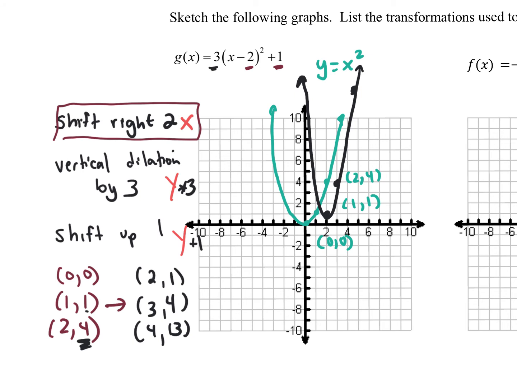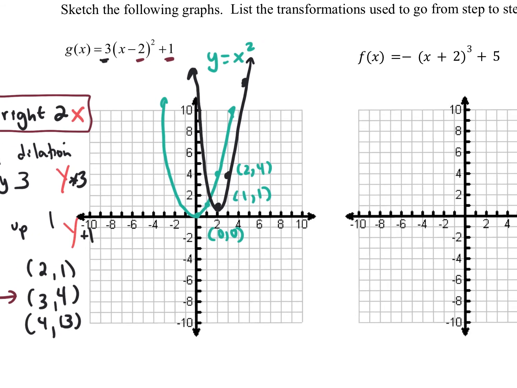And that dilation, again, is just kind of make it narrower or wider. In this case, it's much narrower. But I picked out the transformations. I figured out if they were x and y. And then I just found some generic points on the graph and used those. All right, let's look at the next one.